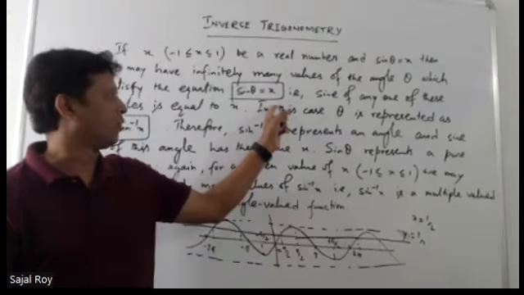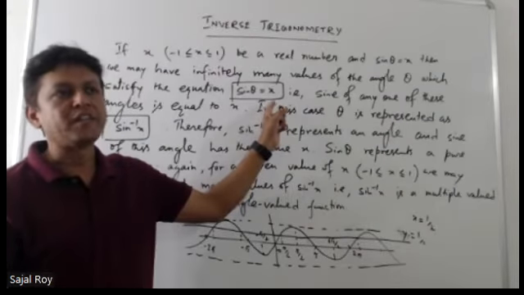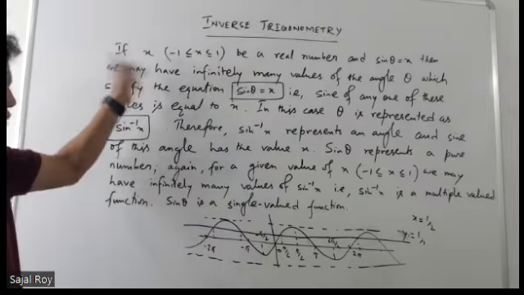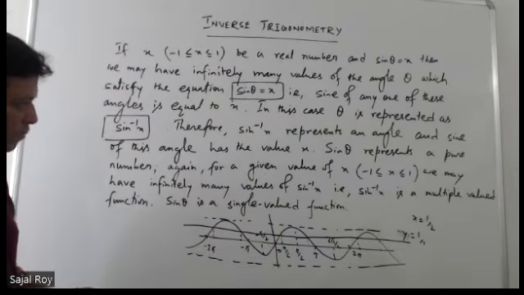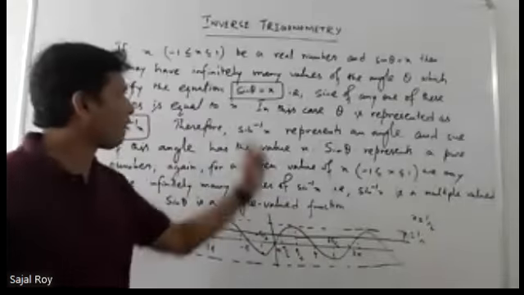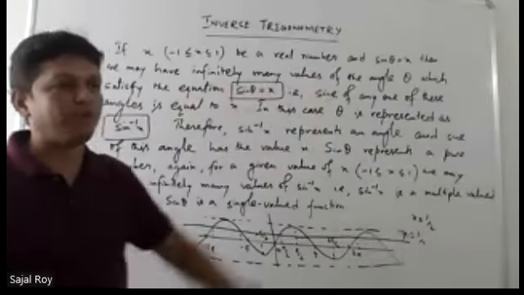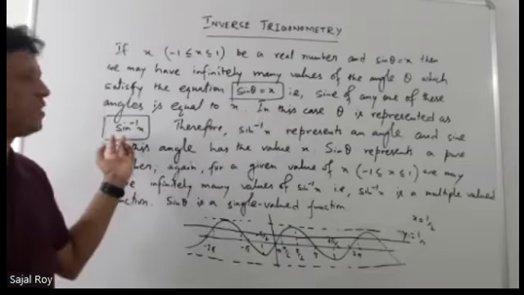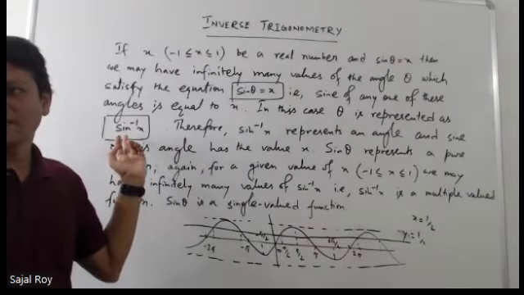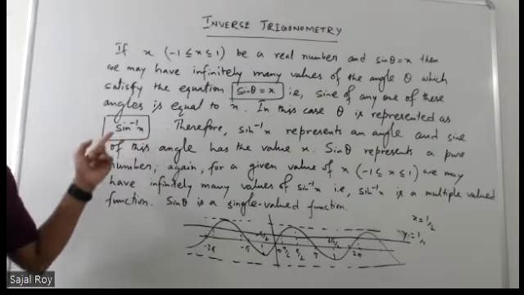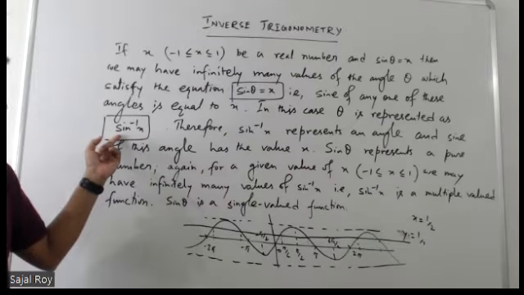Yes, sir. Okay. So there are infinite number of values. Just look at the language once again: if x is a real number, I have taken the real number half, and sin theta equal to half is satisfied by infinite number of values. In this case, theta is represented as sin inverse x. How will you represent the angle theta? Theta is represented as sine inverse x.